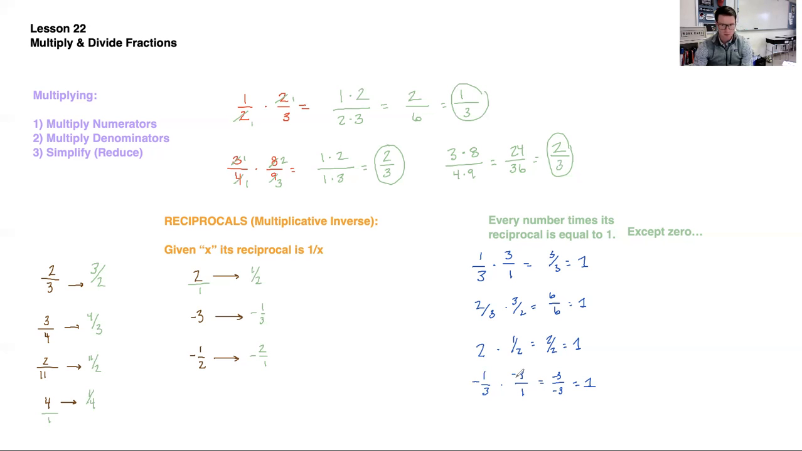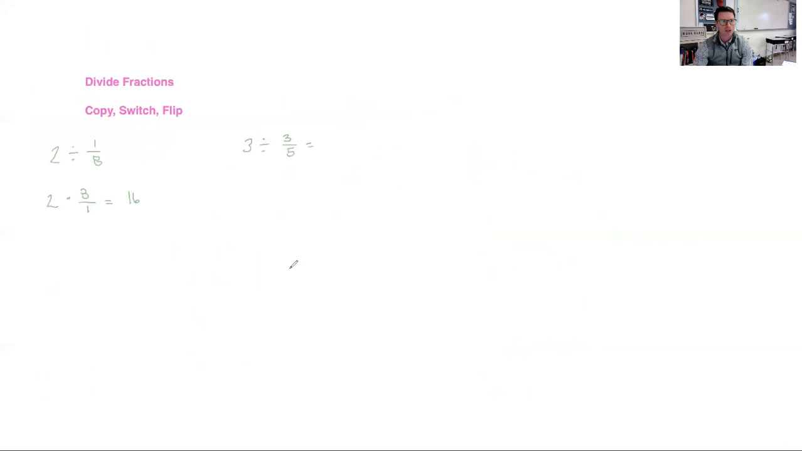Negative 1/3, the reciprocal is negative 3 over 1. So I get negative 3 over negative 3. A negative over a negative is a positive. 3 over 3 is 1. Okay. So that's multiplying and reciprocals. Let's move on to dividing, a little bit trickier.